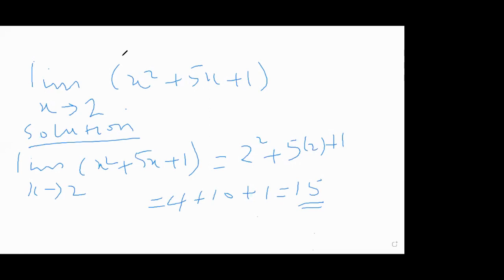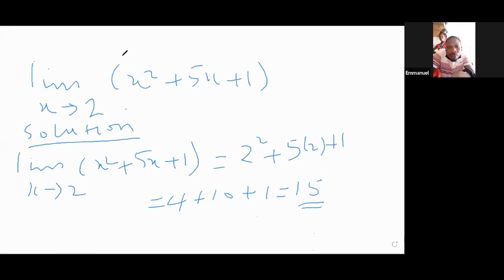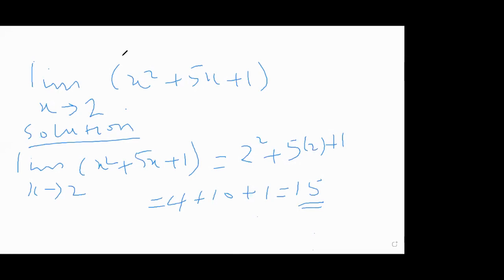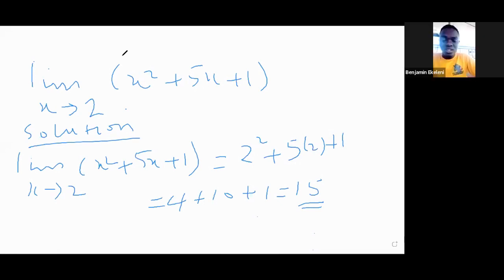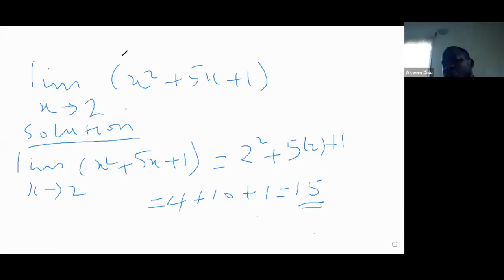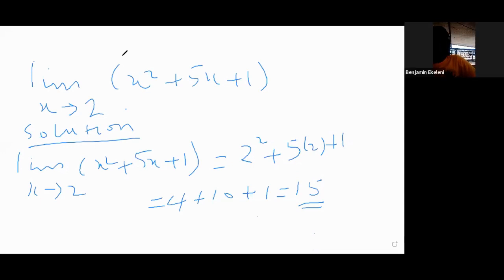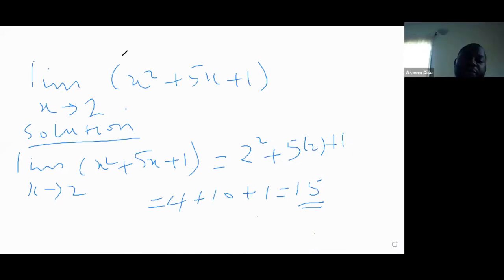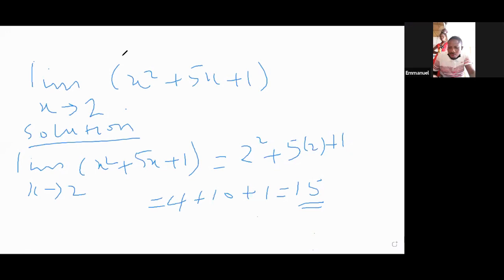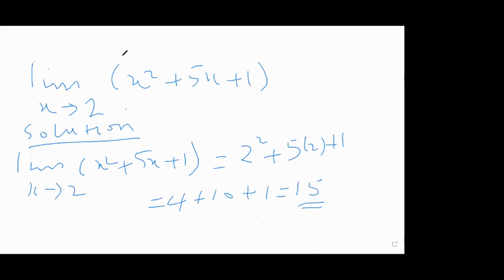Yes, sir. It's a lot clearer now, sir. But how did you get this 10? 5 times 2 is 10. Okay, 5 times 2, yes, okay. Plus 1, making 15. Can we proceed? Yes, sir. You can proceed, sir.